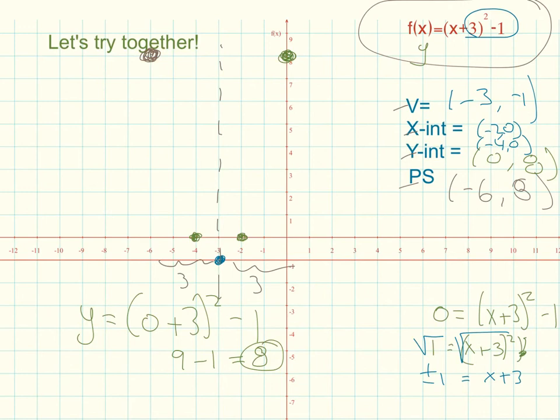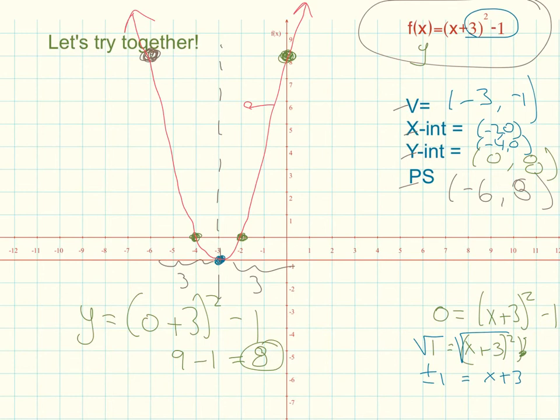parabola. Let's see if I can draw this. That's not so bad. See how if I were to fold this piece over that dotted line right there, they would fall exactly on top of each other. So there you have it.